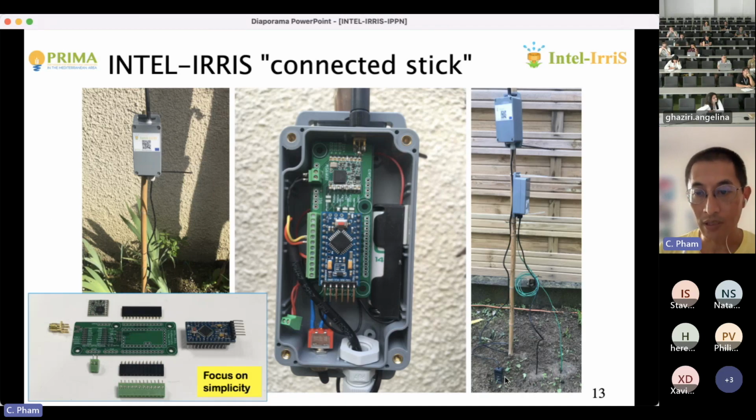So as you can see, there's the capacitive sensor here, and here is the tensiometer, with the tensiometer buried at about 30 or 40 centimeters, and then the soil temperature sensors.